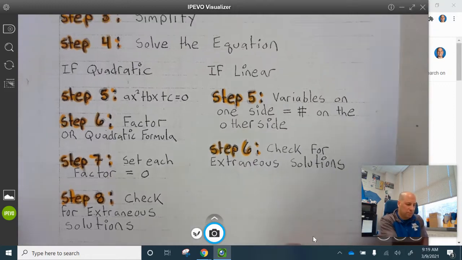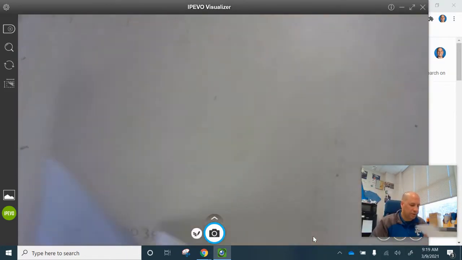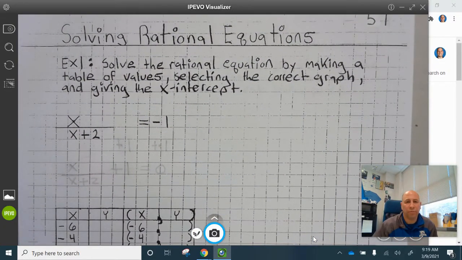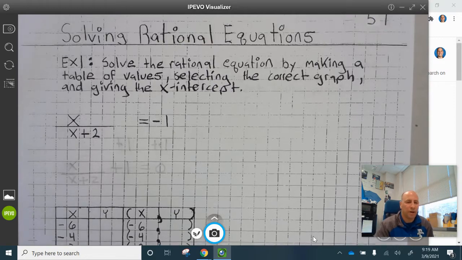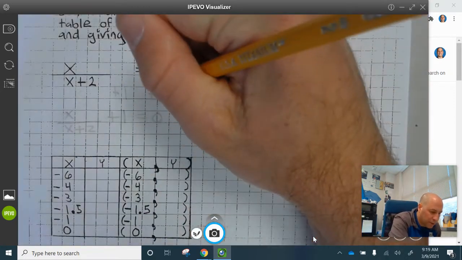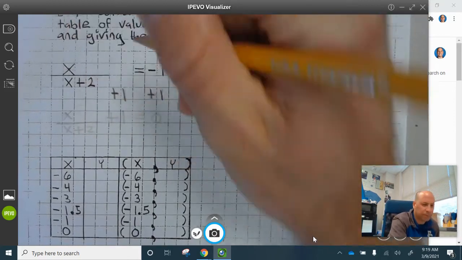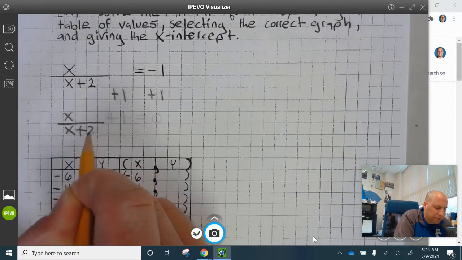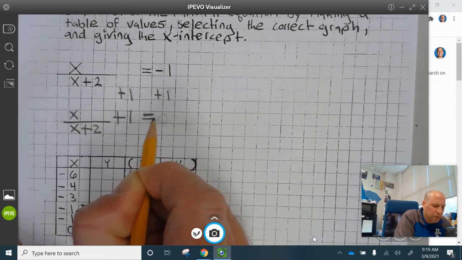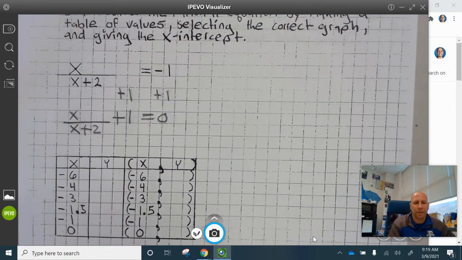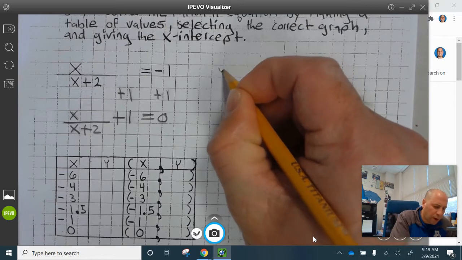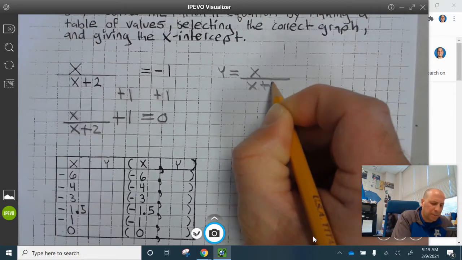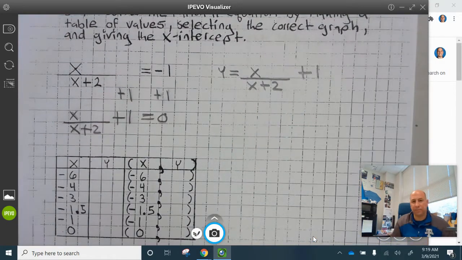Okay, let's take a look at example 1. Solve the rational equation by making a table of values, selecting the correct graph, and graphing the x-intercept. Now, before we can graph this, we need to add 1 to both sides. So then we have x divided by x plus 2 plus 1 equal to 0. So what we're going to graph is y equals x divided by x plus 2 plus 1.